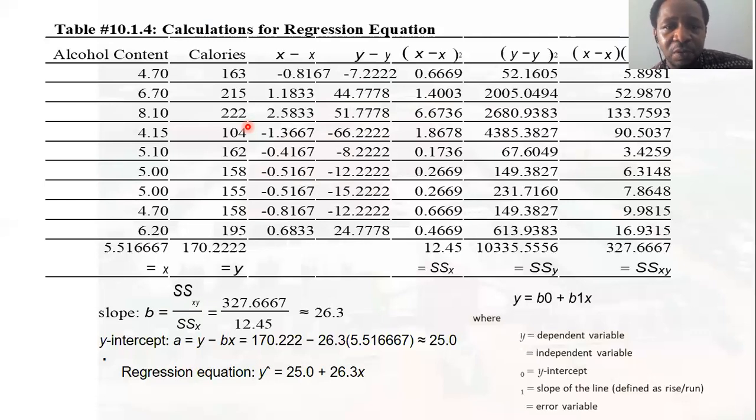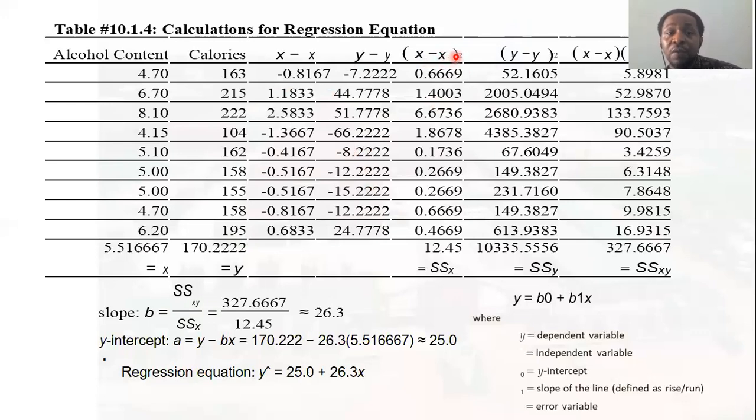And then you continue for the rest of the variables, even up to 195. 195 minus 170.2222 would give you a value of 24.778. So you've gotten the mean deviation for this. Now the next thing you have to do is to raise your mean deviation to the power of 2.